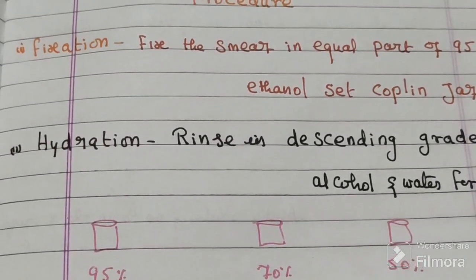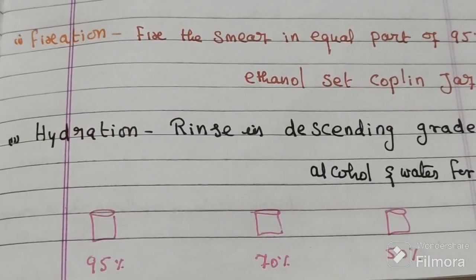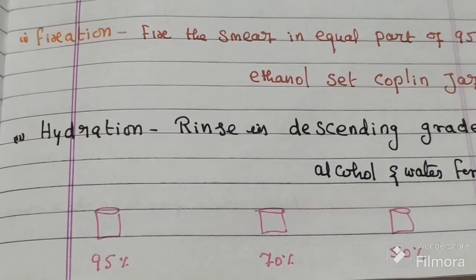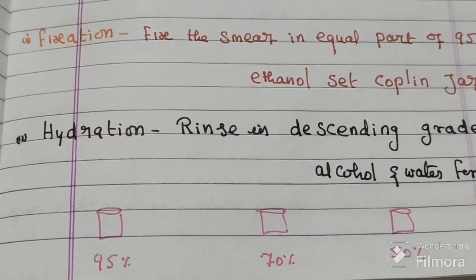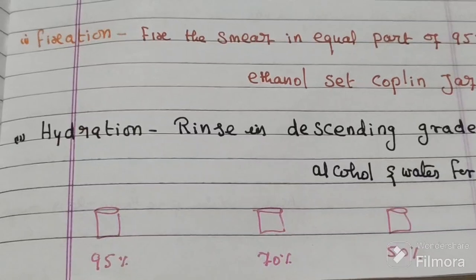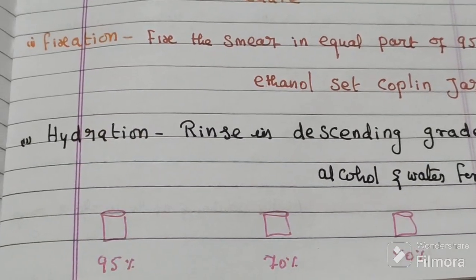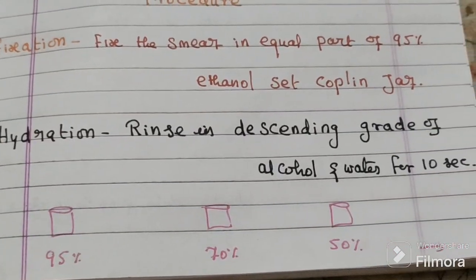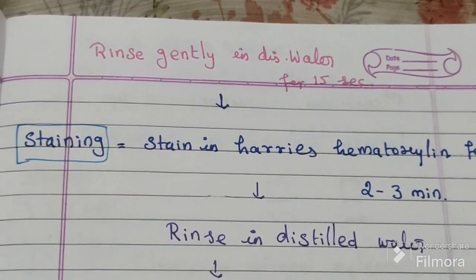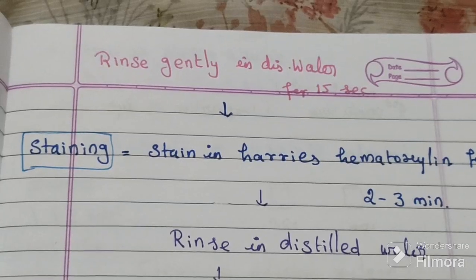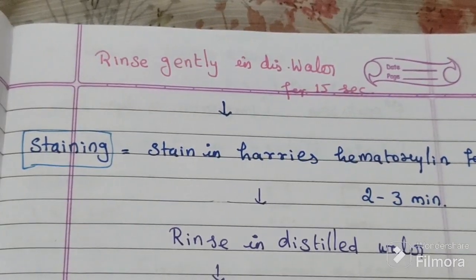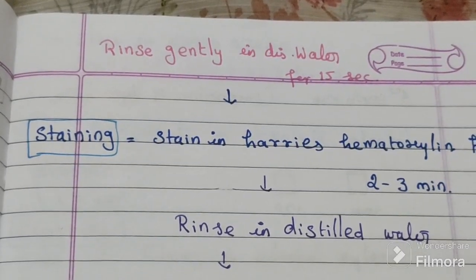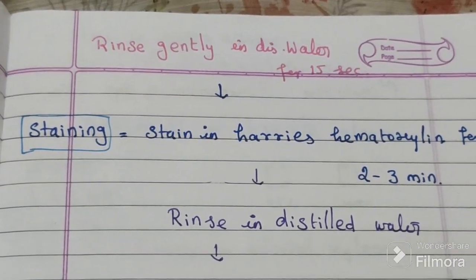Here the descending series of alcohol, 95, 70, 50, is used to rehydrate the cell. Rehydration helps the water get into the cell component. So the main purpose of rehydration is to let water get into the cell component. After the descending series of alcohol, at each and every step we want to do tipping 10 times, in 95%, 70% and 50%.